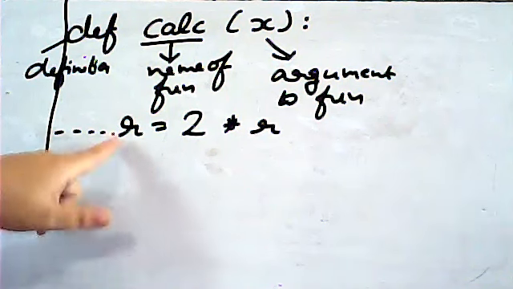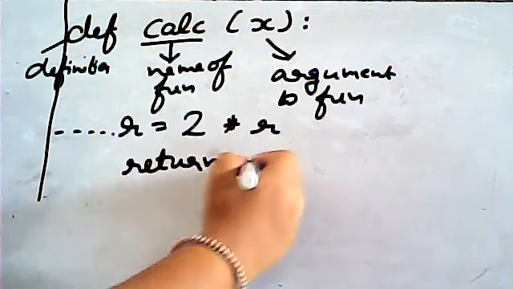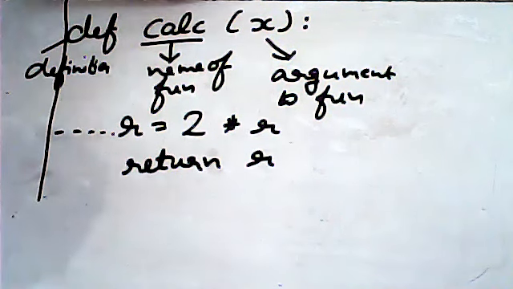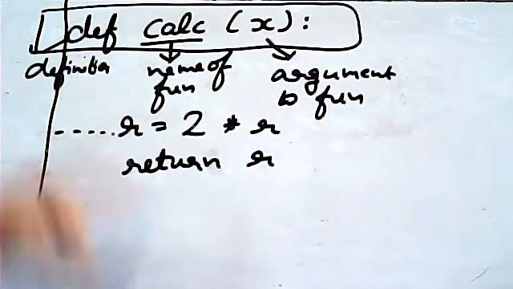And if you want to return it, how can you write it from here? Just write return R. This is the only syntax you have to write while making any function. This is the main one, and whatever code you want to write, you write in between. We'll discuss that later on.